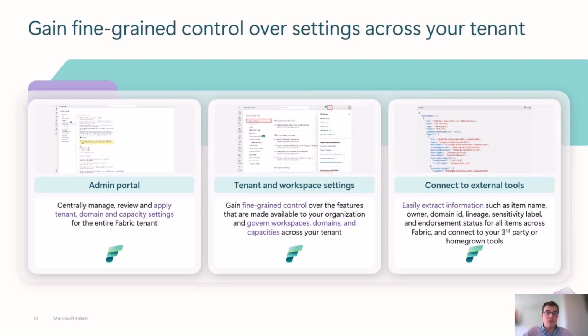So I like to think about the workspace segmentation as the main way that you're going to be distributing content, users, and workloads throughout Fabric by categorizing them on workspaces. So it gives you a bit more granularity if you're applying individual settings to each workspace. And then finally, you can connect to external tools using the Fabric APIs, and you can extract information such as item name, domain ID, lineage, and more that you can process with your own custom logic to make your own decisions based on what exists and what changes day to day in your Fabric tenant.